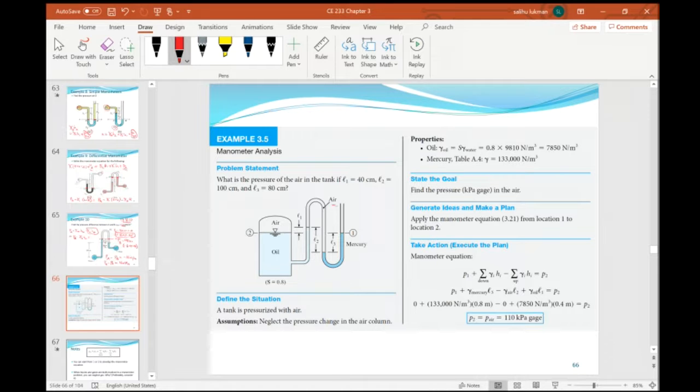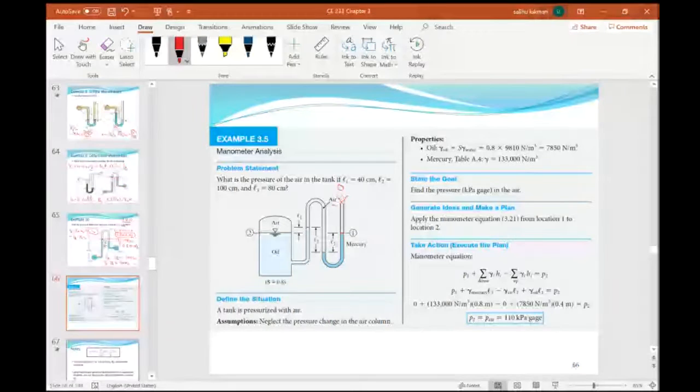So we have point one and point two, which are at the same elevation. So we move from point one to point two. The pressures are going to be the same. Pressure at point one is equal to the pressure at point two. Okay. So when we go down, we add, when we go up, we subtract. Okay, so we start from this end. This atmosphere, which is zero, because we want to find the gauge pressure. So we start from this end and move up to where we have the air.